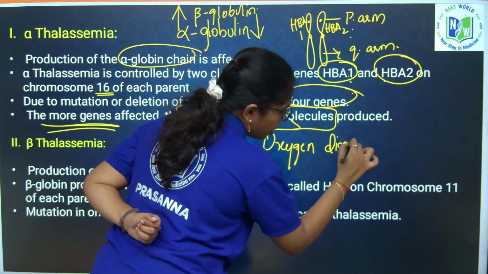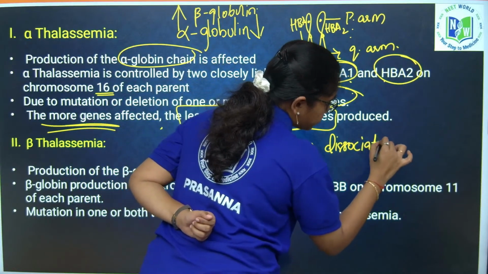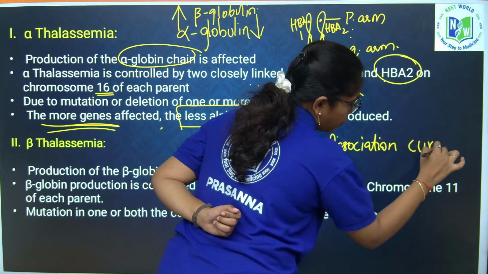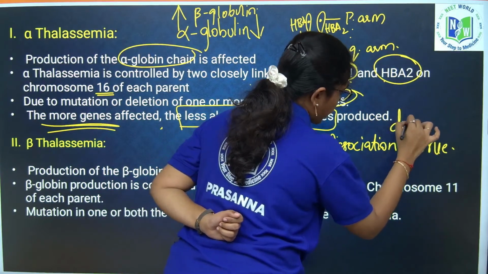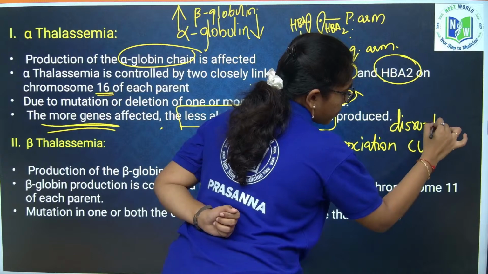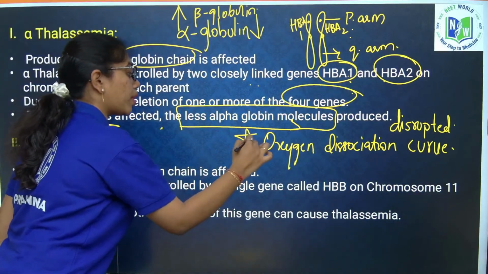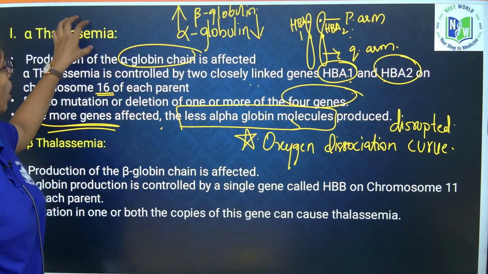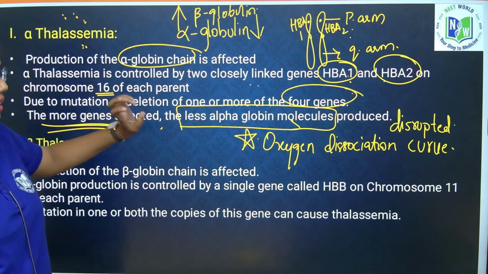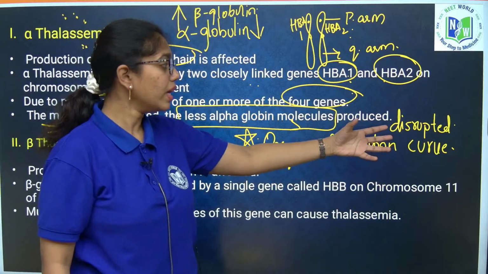Oxygen dissociation curve will be disrupted because of alpha thalassemia. Very important point you have to remember. What will be affected because of alpha thalassemia? Oxygen dissociation curve will be disrupted.